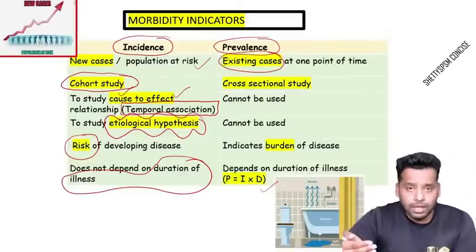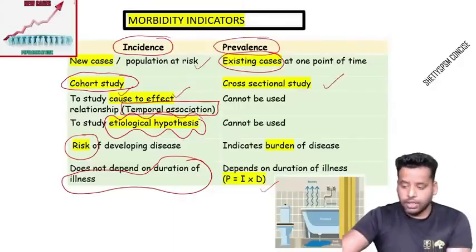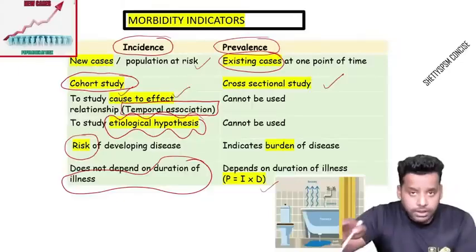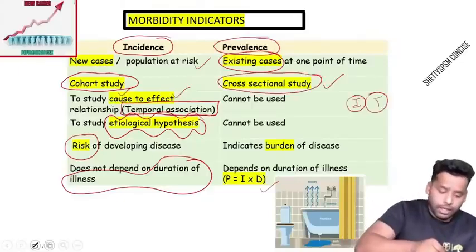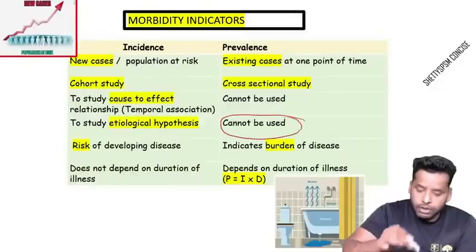You go to a class, you do a study. That study is called a cross-sectional study. Yes or no? The study is done at one point. Temporality cannot be proved.